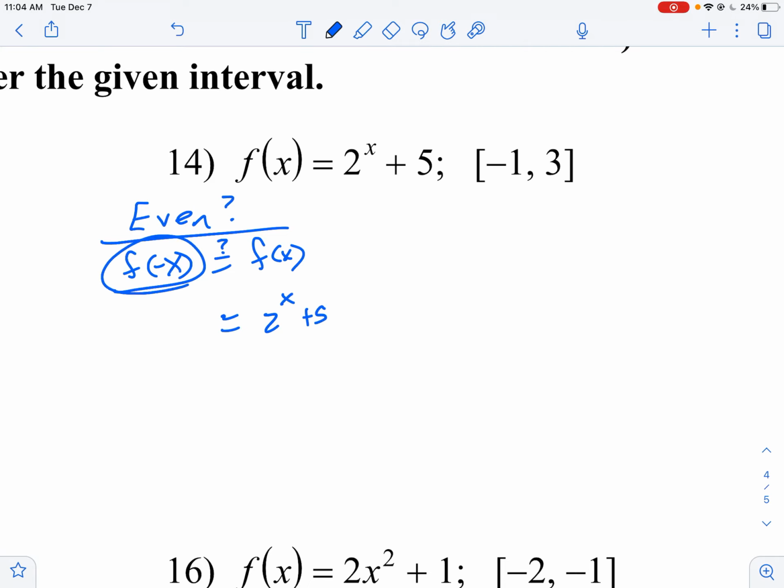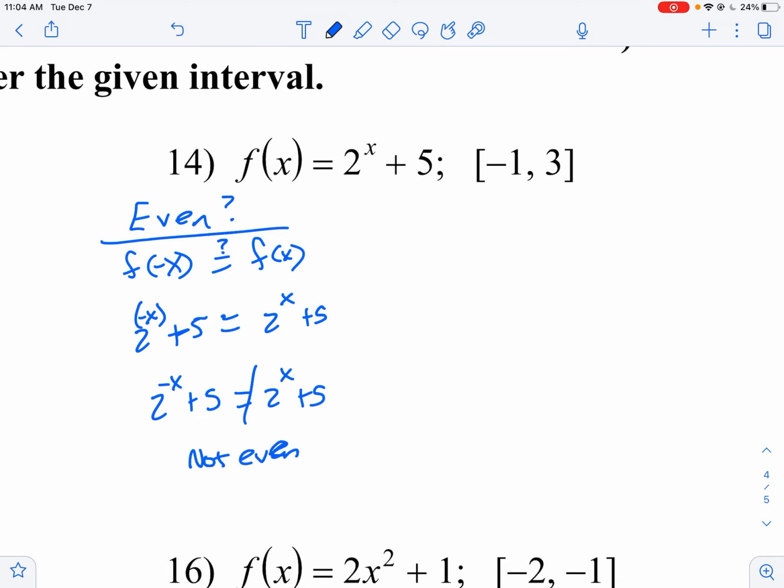The left side, you need to put in -x where the x is. So we're going to get 2 to the -x power plus 5. And when you simplify it, you just get 2 to the negative x plus 5. That is not the same as this one. And so this is not even. Well, okay, we tested whether it's even. It's not. Let's test if it's odd.